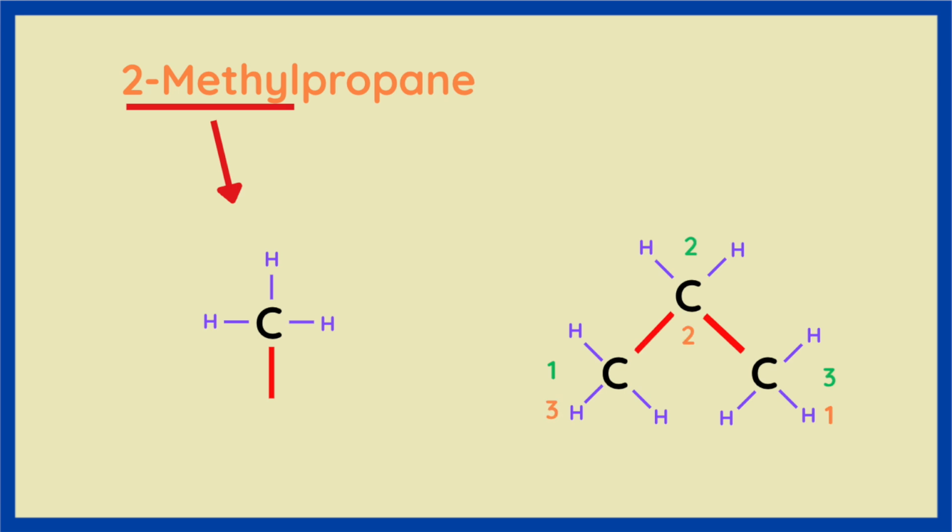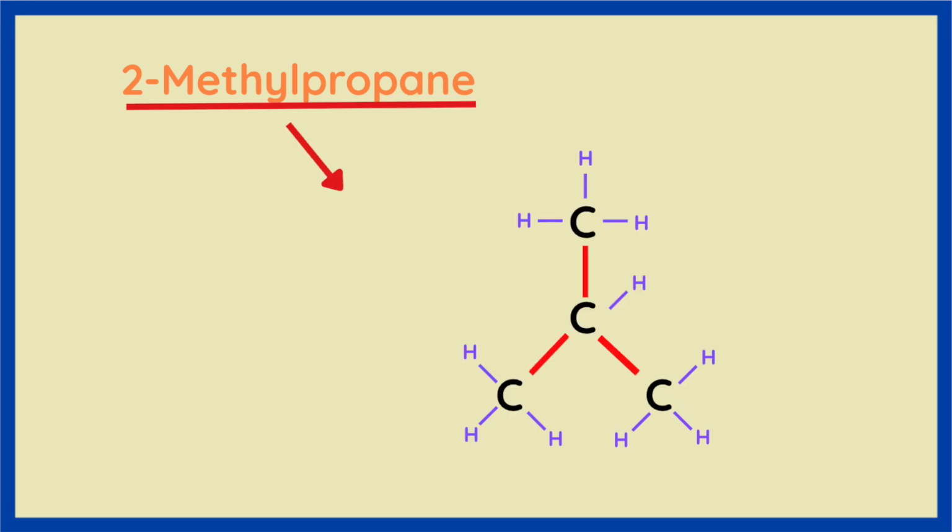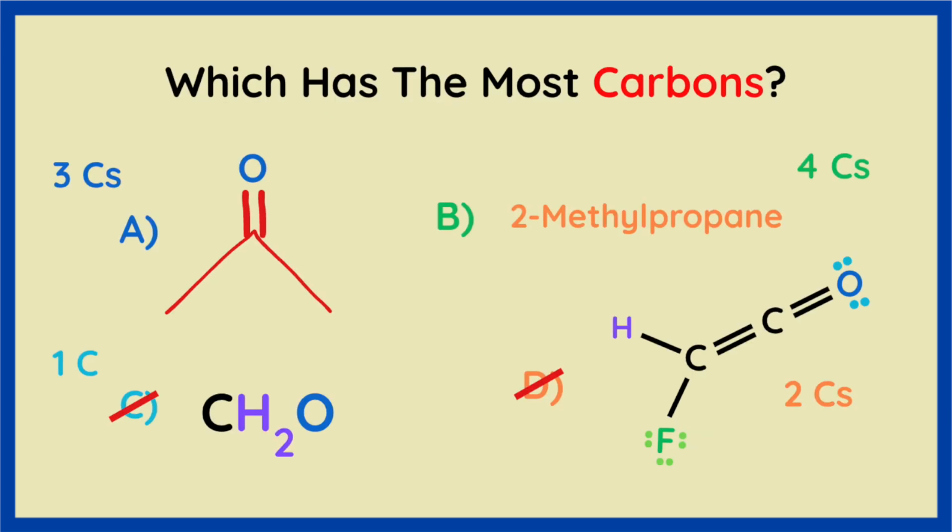And no matter how we number the carbons on the propane chain, the middle carbon will always be the second carbon. And we've just created 2-methylpropane. It has 4 carbons, and if we compare its carbon count to the others, it has the most of all the molecules to choose from, with 4 carbons, versus 3, versus 2, versus 1. Therefore, the correct answer is B. 2-methylpropane has the most carbons of all these molecules.